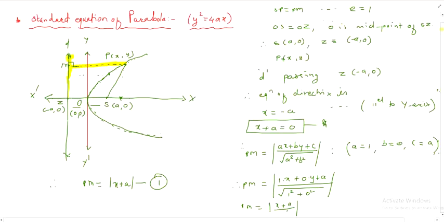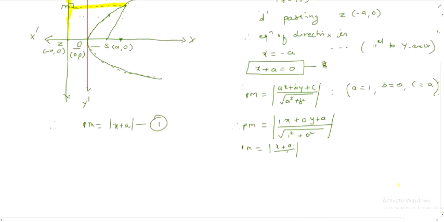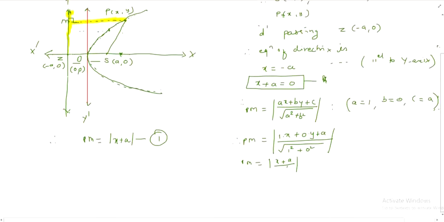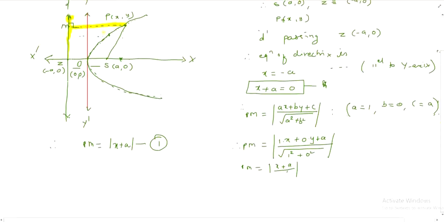Now we have to find out the next thing, but before that I want to explain this one. Our diagram is what you can see there. First let us study the diagram, then we will see. Here we actually find out the distance PM. PM is equal to mod of x plus a.